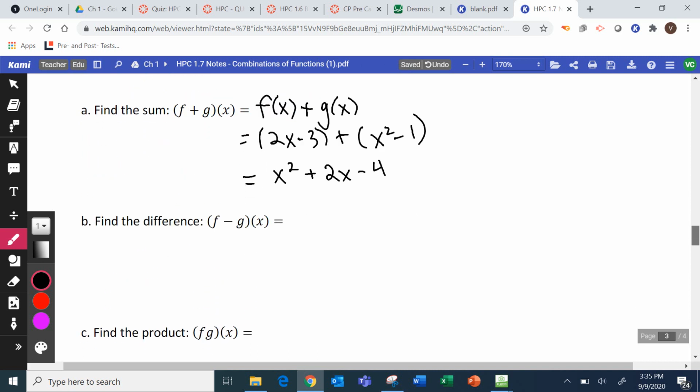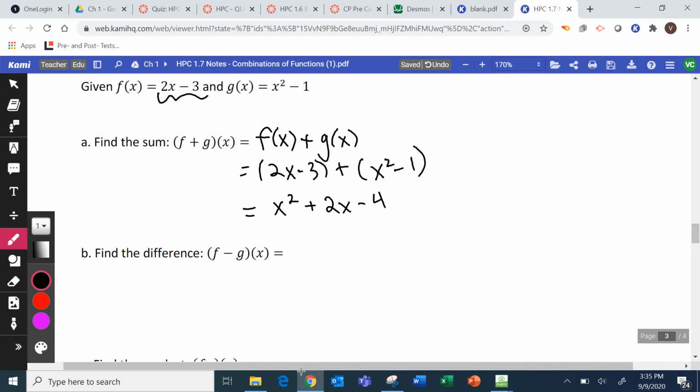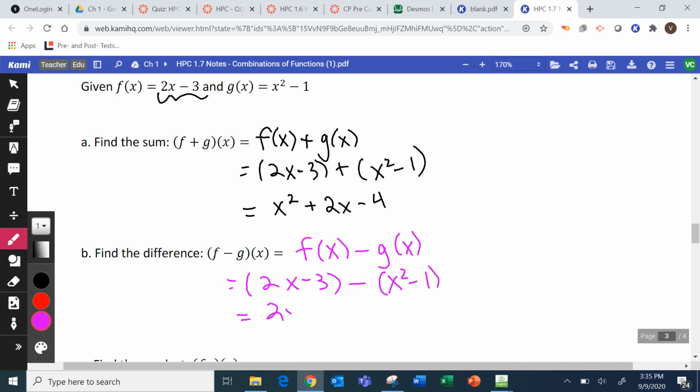The next one, f minus g of x, would be f of x minus g of x. So we'll have 2x minus 3 subtract x squared minus 1. So 2x minus 3, I'm going to subtract the x squared, and I'm going to add the 1 after distributing that subtraction sign. And I'm just going to reorder it: negative x squared plus 2x minus 2.